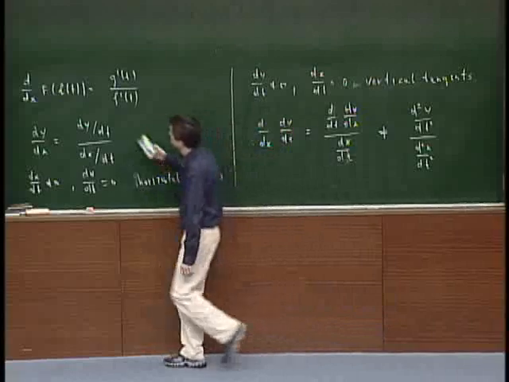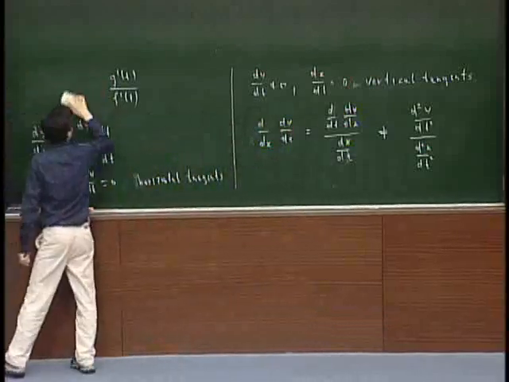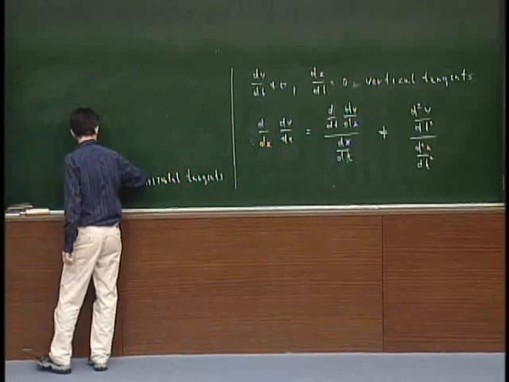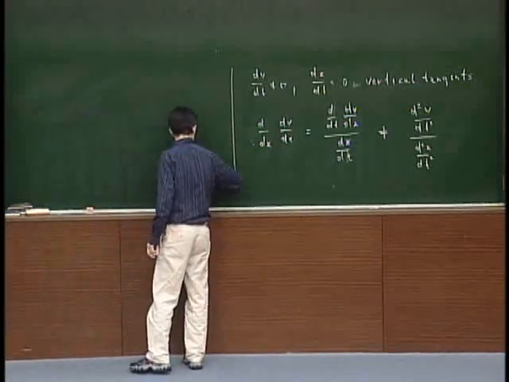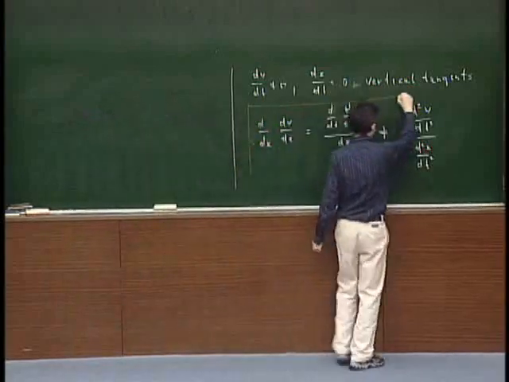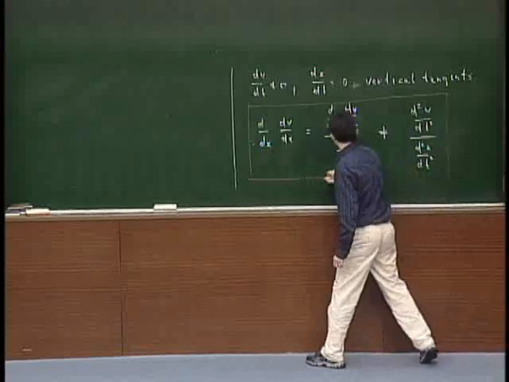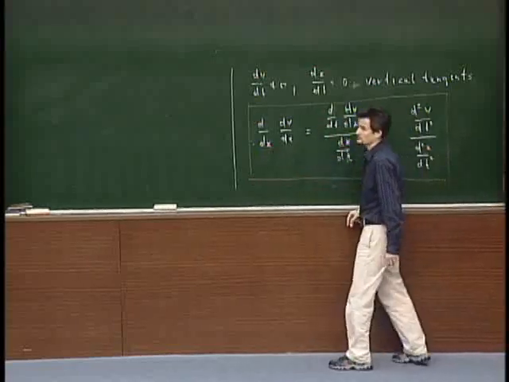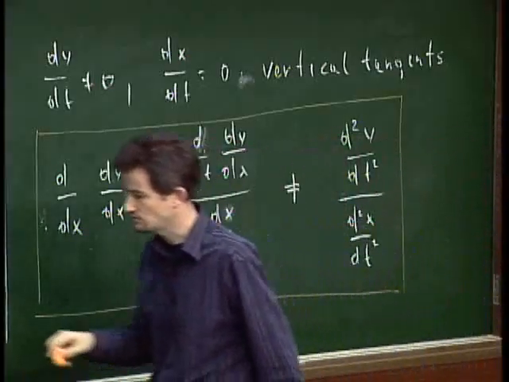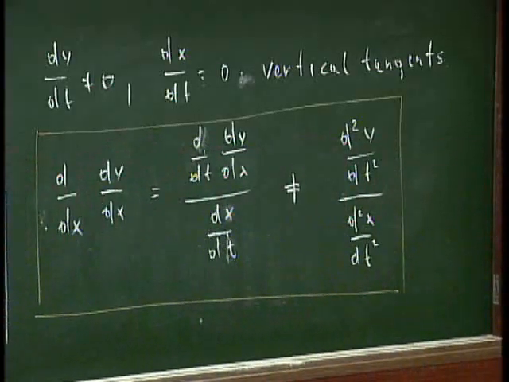So maybe let's look at an example where we apply this. Maybe I leave this here so that you can digest it. It's not true that the second derivative of a parametric curve is given by the second derivative of y over the second derivative of x. It's not true. So for instance, let's look once more at the cycloid.